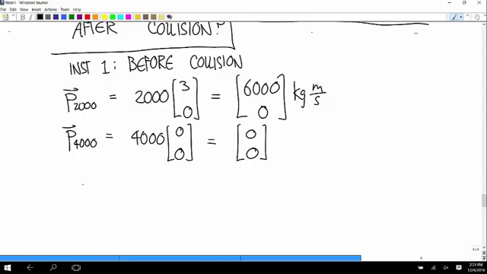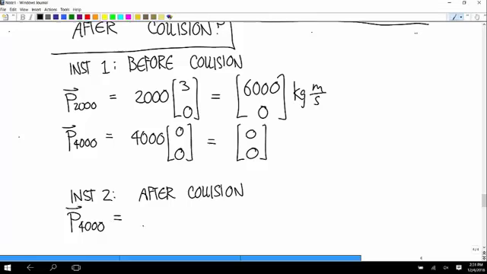And now, what do we know after the collision? So at instant 2, after the collision, the linear momentum of the 4,000 kilogram train car is its mass, 4,000, times what velocity vector? Yep, 2 in the positive x direction, so 2, 0. So this is positive 8,000, 0.